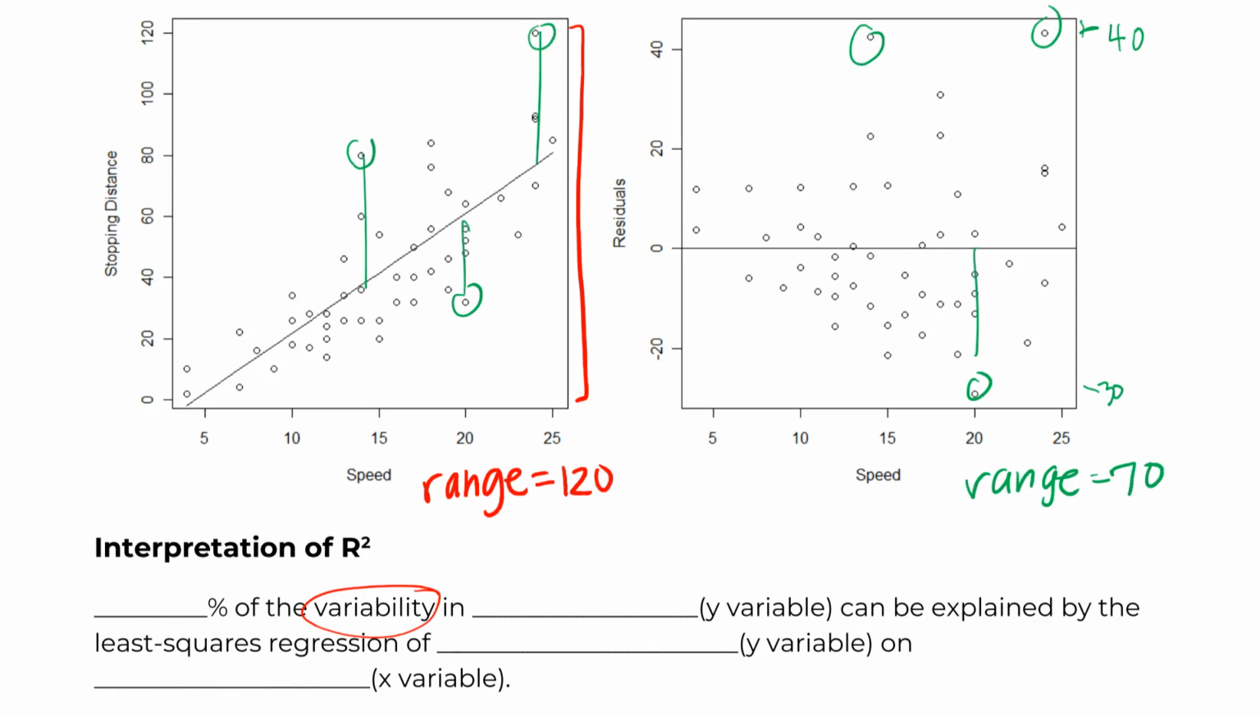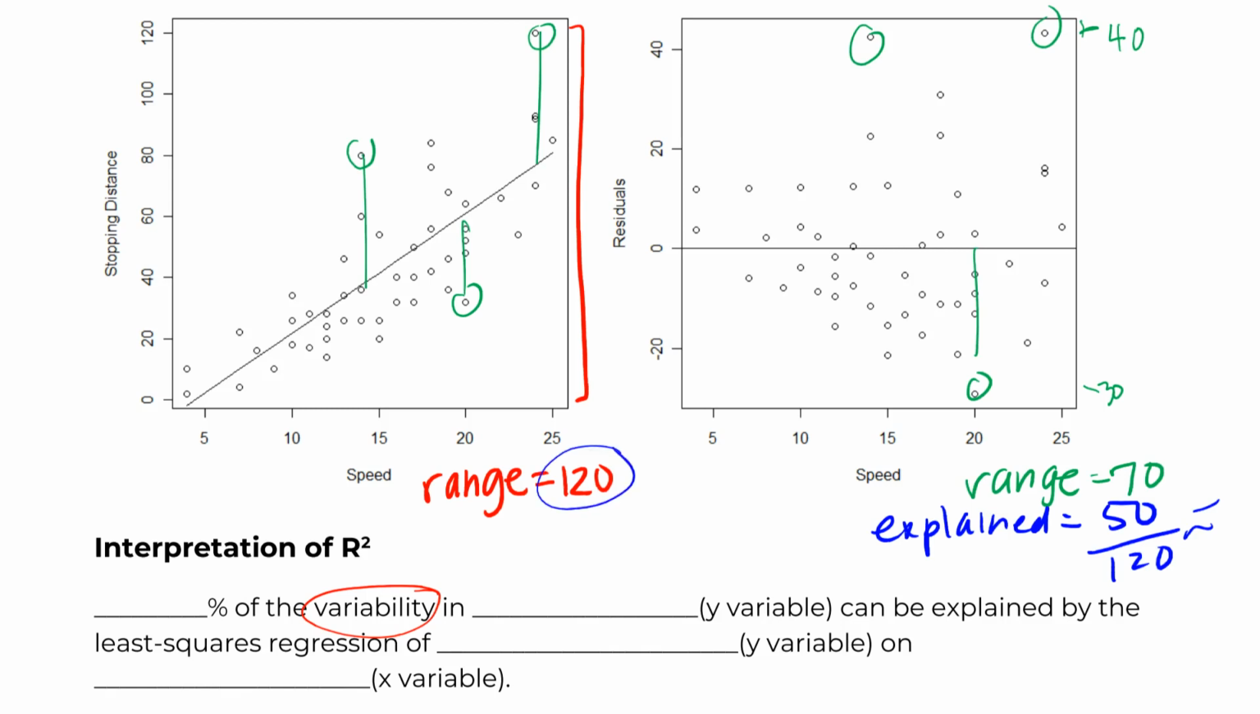We've decreased the range, right? We've gone from something that had a range of 120 to now a range of 70, because we're saying we know the values plus or minus essentially 40 to 30, depending on the direction. So that means we have explained 50 points of the range out of the original 120. That's essentially what we're talking about, this percent of variability explained.